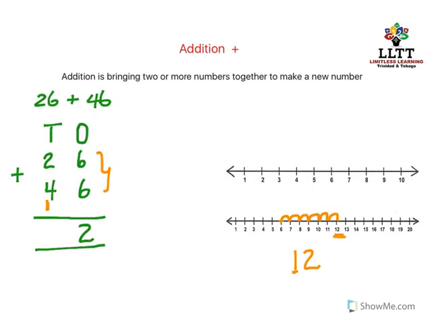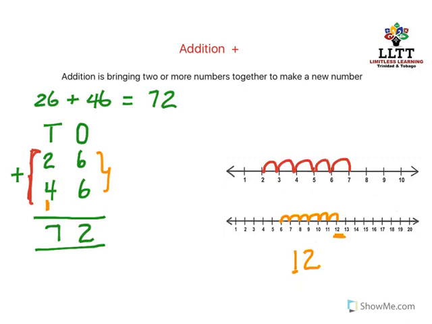Next, I'm going to add my tens. So I'm going to start at 2. I'm going to put a red dot at 2. I'm going to move 4 to my right. 1, 2, 3, 4. And then I have to move a further 1, and that takes me to 7. That's 72. So 26 plus 46 is 72.